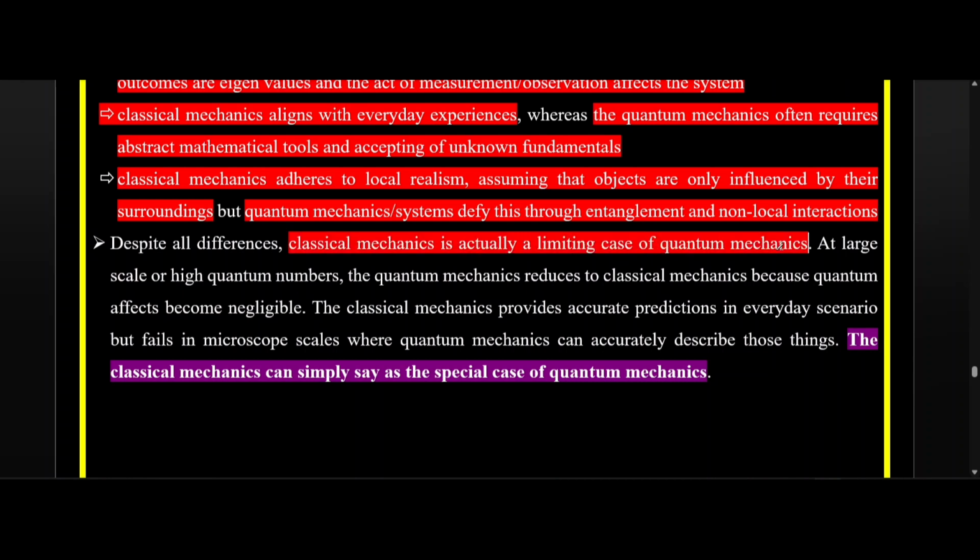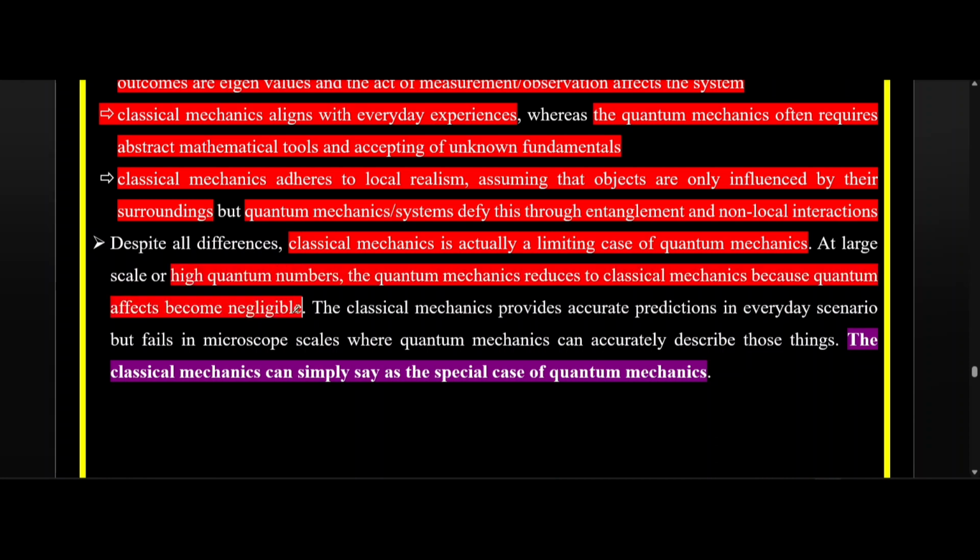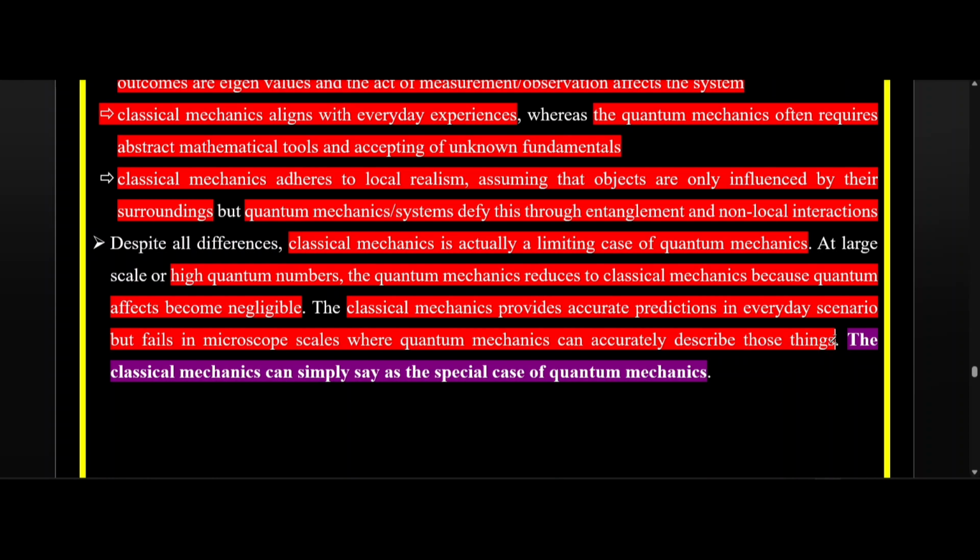Despite all the differences, classical mechanics is actually a limiting case of quantum mechanics. At large scales or high quantum numbers, quantum mechanics reduces to classical mechanics because quantum effects are negligible. Classical mechanics provides accurate predictions in everyday scenarios but fails at microscopic scales, where quantum mechanics can accurately describe those microscopic things.